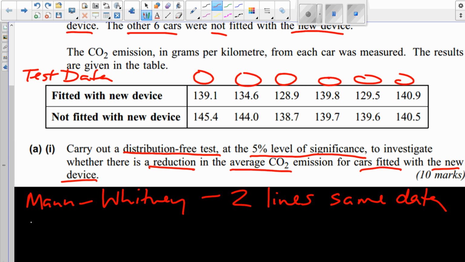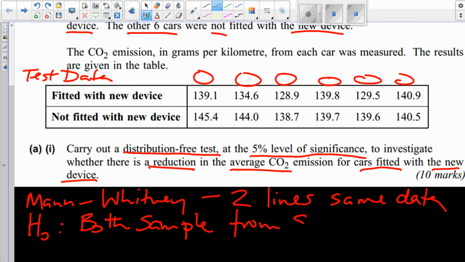So let's do the first. Well, the first thing we're doing in a hypothesis test is H0, the null hypothesis. And in Mann-Whitney and Kruskal-Wallis, we're starting from the premise that both samples come from the same population. Okay, so therefore that allows us to do all the calculations we need to demonstrate that they are the same.